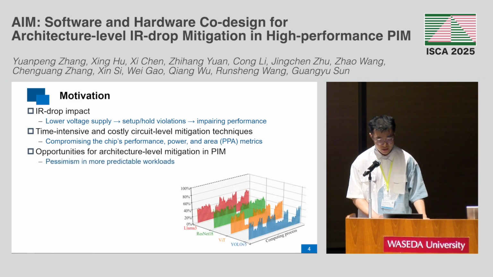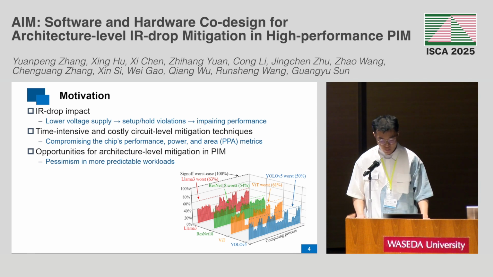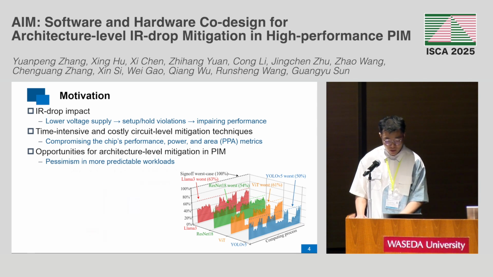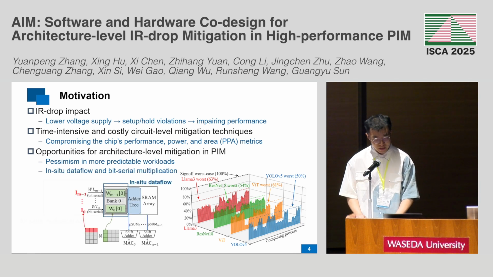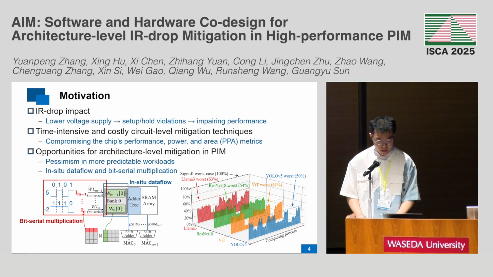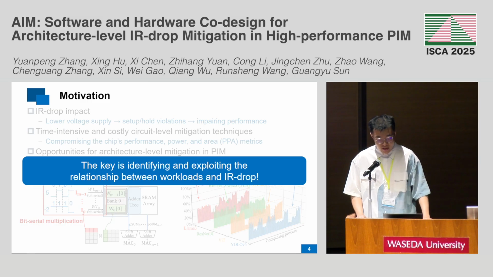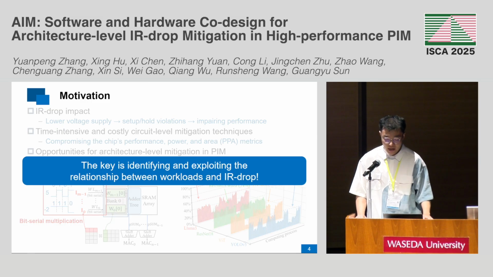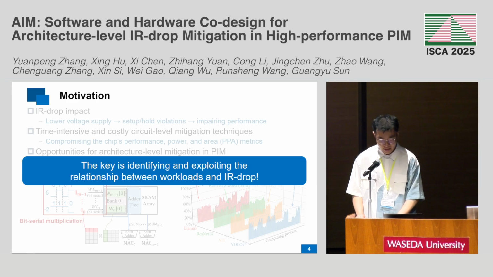While airdrop changes during processing, the actual worst airdrop remains considerably lower than the sum-of-worst case, which means circuit-level mitigation may be too passive. Furthermore, in-situ data flow and bit-serial multiplication of PIM make the data behavior model more observable. Therefore, the key to architecture-level airdrop mitigation is identifying and exploiting the relationship between workloads and airdrop.